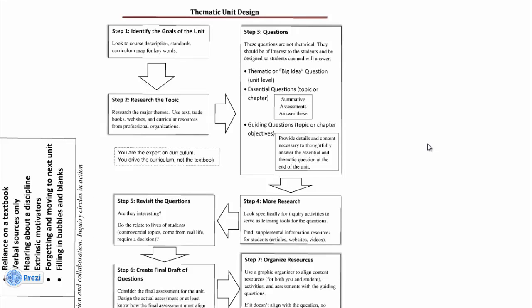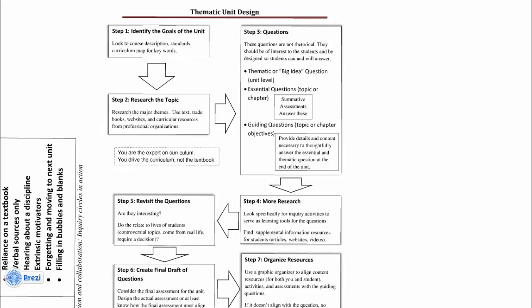Let's look at the steps that I use to develop a course and a thematic unit. First, I have to identify the goals of the course or the unit. So I'm looking at the description, the standards, and a curriculum map for keywords, and then I research that topic. I need to become the expert. I need to identify the major themes. I can use the text for this, trade books, websites, or other resources, but I have to look at what the major themes are here. How am I going to break this into smaller ideas?